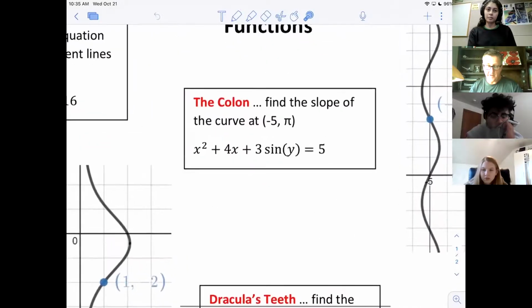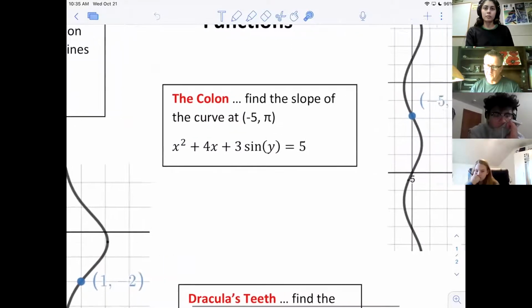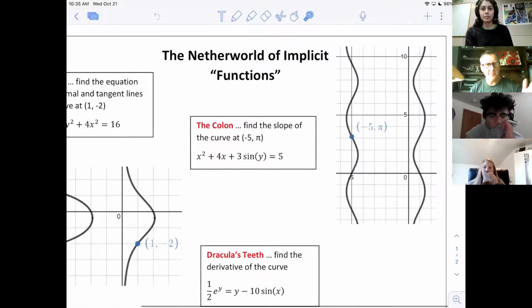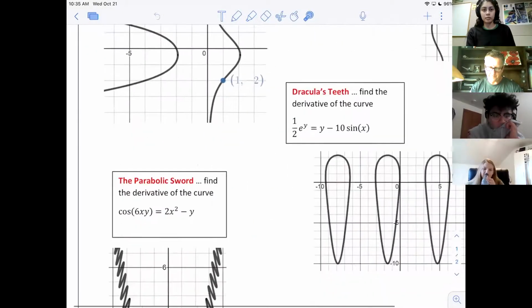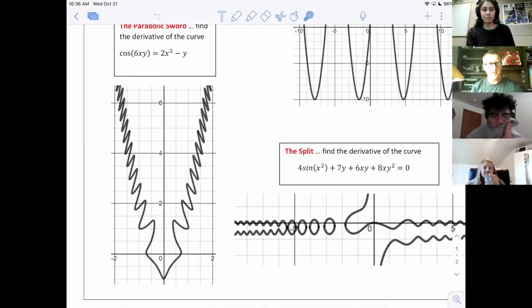Here's a graph that has sine in it, x² + 4x + 3 sin(y) + 5. Notice the y, notice that's a sine wave, but it's vertical because you're not taking the sine of x, you're taking the sine of y. And yet the x squared apparently kind of made two of them. So it's like two sine waves. I mean, isn't that kind of cool? Looks like a colon. So there's the colon function. Here's the parabolic sword. Amazing. I mean, it's just cool graphs.